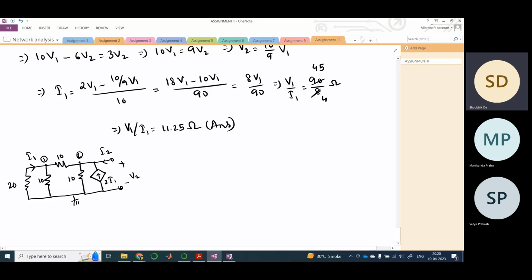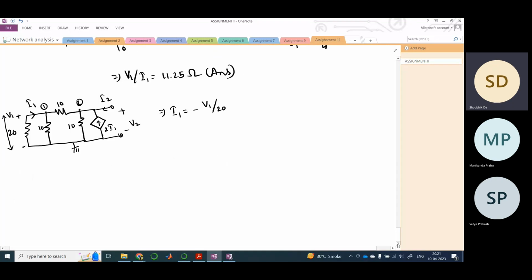Therefore the potential across these 20 ohm resistors would be V1, and 10 also V1. Therefore what is I1? I1 is nothing but V1 by 20, right? Because it's flowing outwards, I mean from ground towards potential 1, right? And that is why this minus is coming, and here this potential is nothing but V1, right? So that is why V1 is minus 20 I1 in a way. So I just wrote it in the reverse format.